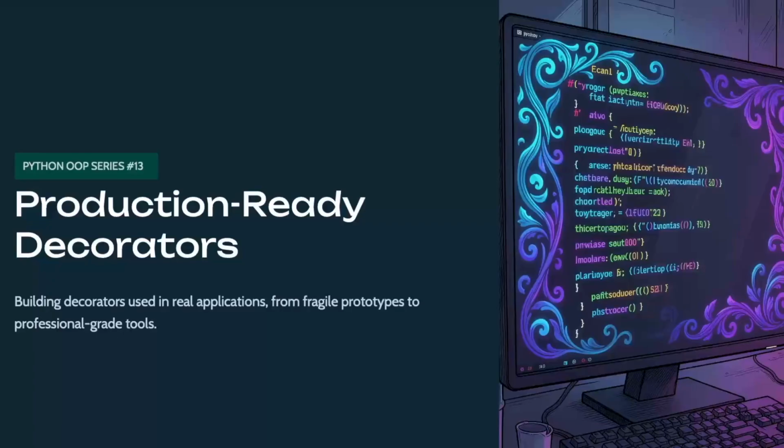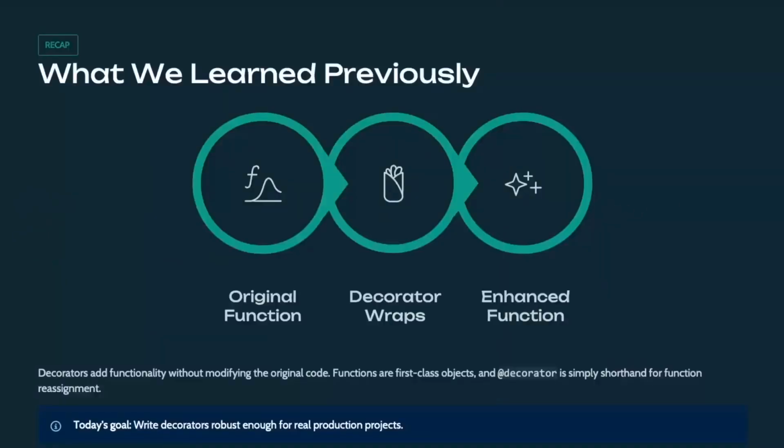So let's get started. Now, before we begin, let's quickly recap what we learned in the previous video. We learned that decorators allow us to add functionality to an existing function without modifying the function itself. Conceptually, a decorator sits around a function and enhances its behavior. We can think of the process like this: an original function is wrapped by a decorator to get an enhanced function. We also learned that decorators are possible because functions in Python are first-class objects. This means functions can be assigned to variables, passed as arguments, and returned from other functions.